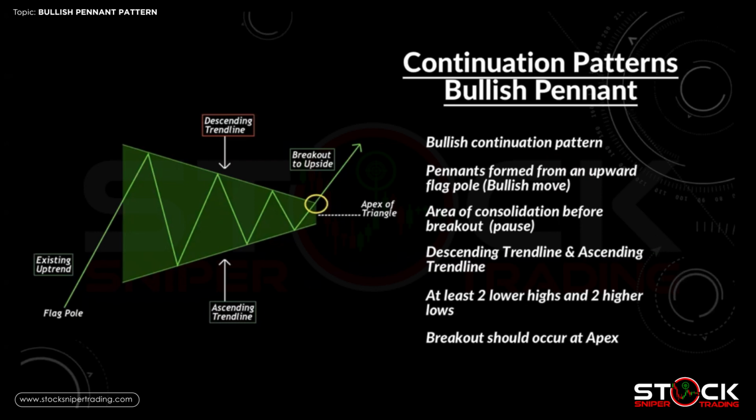So we can see we have a flagpole, which is our existing uptrend, where price action continues, where we encounter some resistance at the top, where we now create our descending trend line. And as price action goes down, we reach a level of support where we're making an ascending trend line. As price action converges towards the apex of the triangle in a bullish pennant, we are expecting a breakout to the upside and to create new higher highs and higher lows. The only difference between a pennant and a flag is that the pennant has converging trend lines as opposed to parallel trend lines.